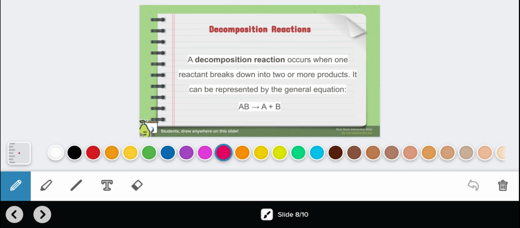Decomposition reactions are the other reaction we're going to talk about predicting products for. A decomposition reaction, if you recall, occurs when one reactant breaks down into 2 or more products. It can be represented by the general equation of AB yields A plus B. Again, it's breaking down. This is the opposite of synthesis.